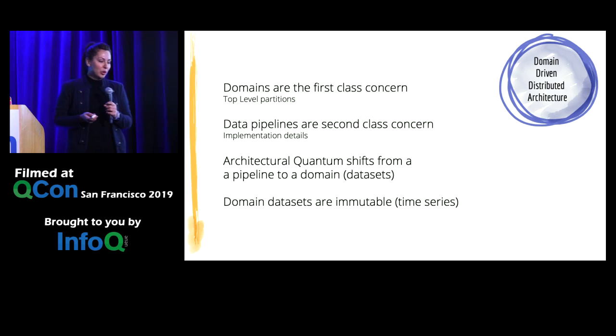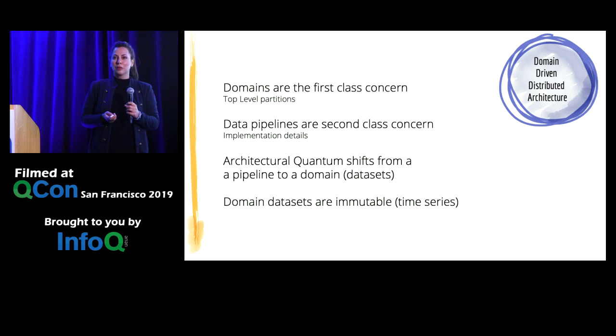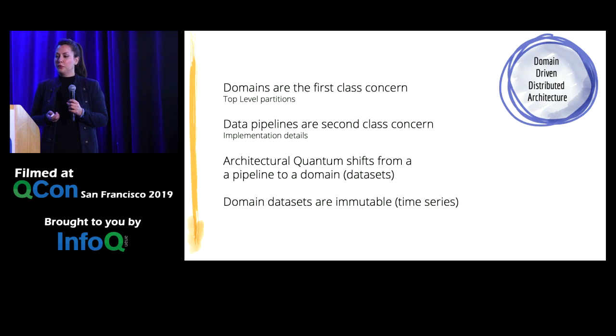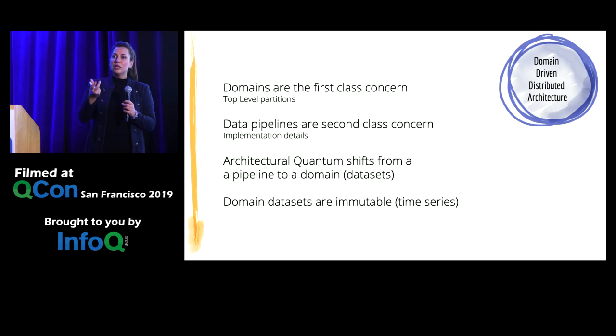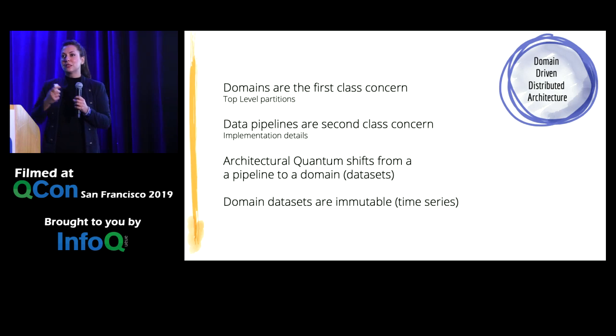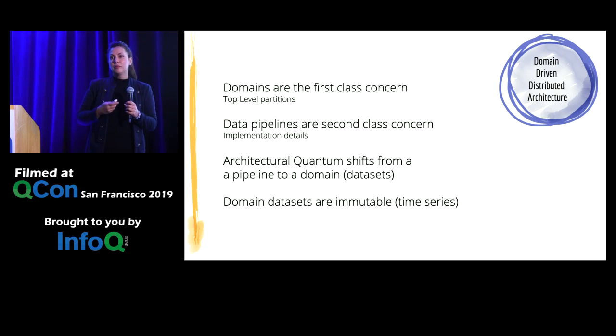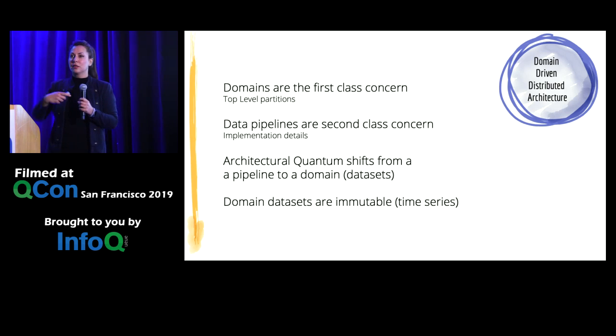There's this wonderful concept, architectural quantum, that Neal Ford and Rebecca Parsons, the co-authors of the Evolutionary Architecture book, termed, which is the smallest unit of your architecture that has high cohesion and can be deployed independently of the rest. So we're moving to a world where our architectural quantum becomes these domain data products, essentially, that are immutable, showing the snapshots and the history of the business.